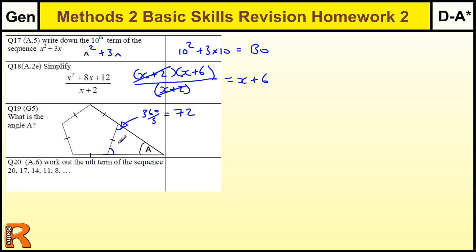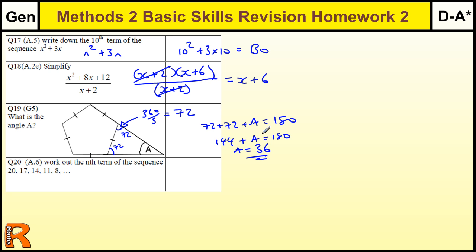This angle is also 72 because it's also an exterior angle. So we know that 72 plus A equals 180. So we've got 144 plus A equals 180. So A equals 36.